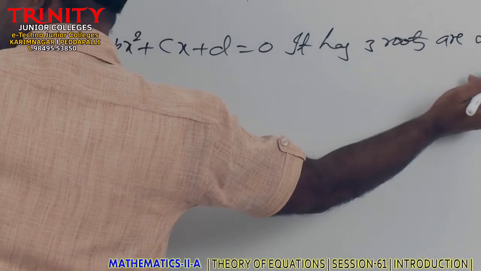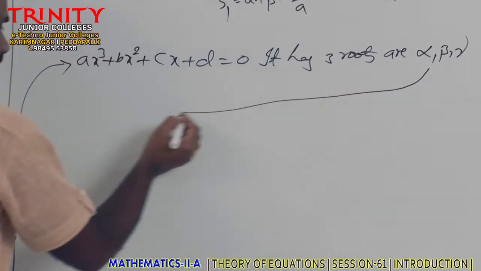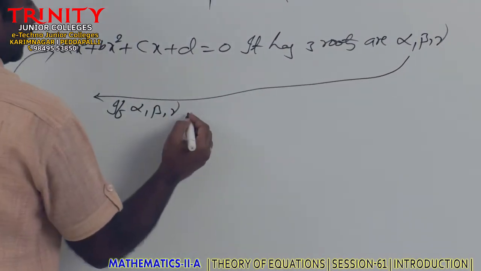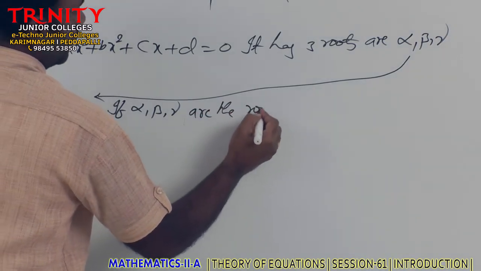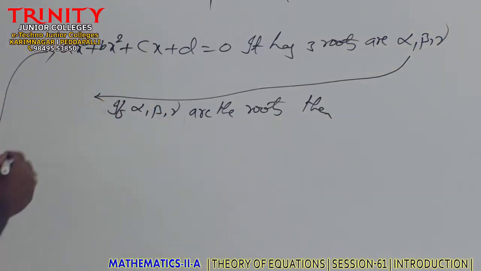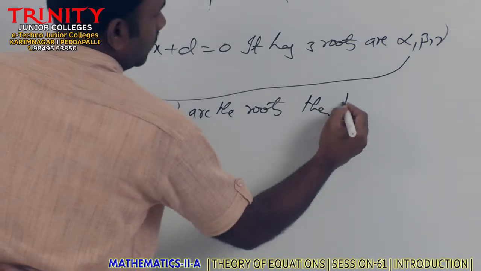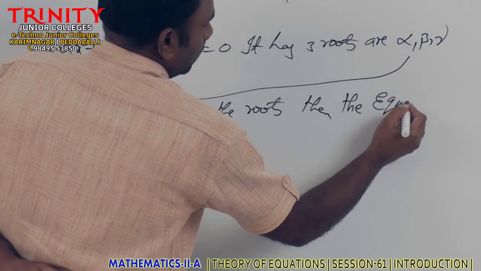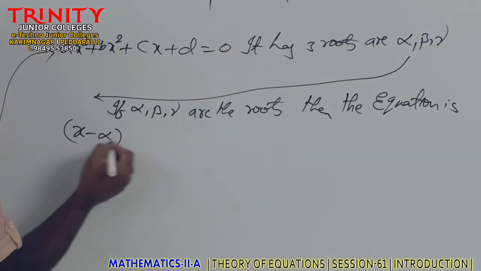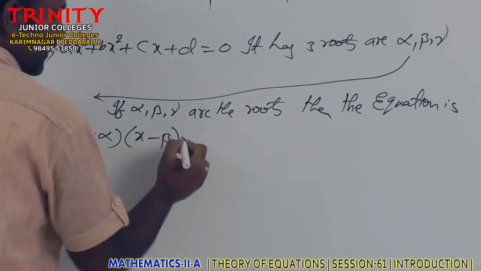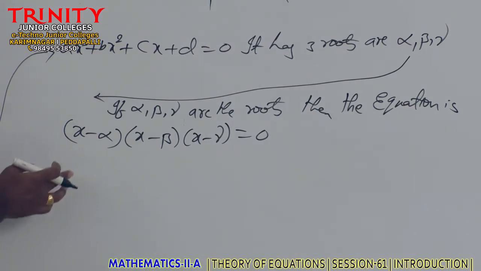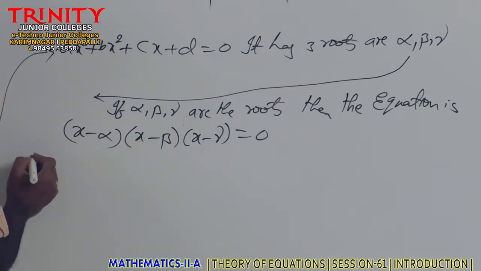If alpha, beta, gamma are the roots, then the equation is (x minus alpha)(x minus beta)(x minus gamma) equal to 0. If you multiply this, what will we get?